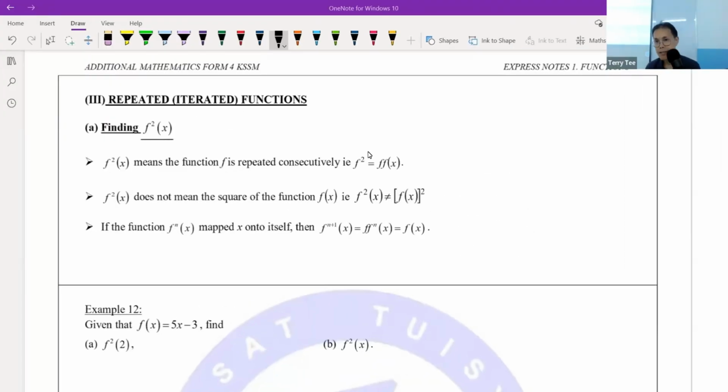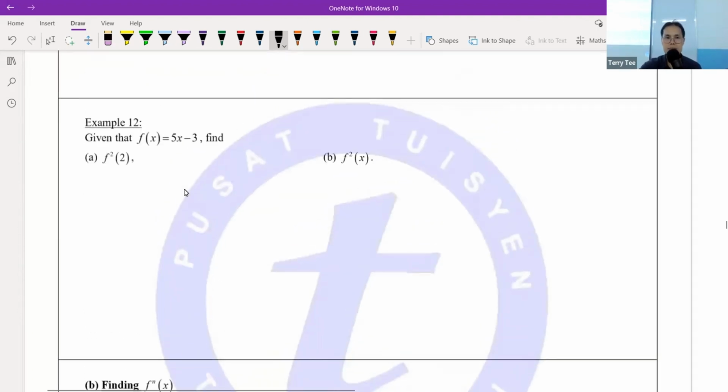Now we can have f2(x), f3(x), and so on. It is basically a repeated function. f2(x) means f(f(x)). Okay, let's look at one simple example. Example 12. I'm finding f2(2). f2(2) means what? We put 2 inside f(x).